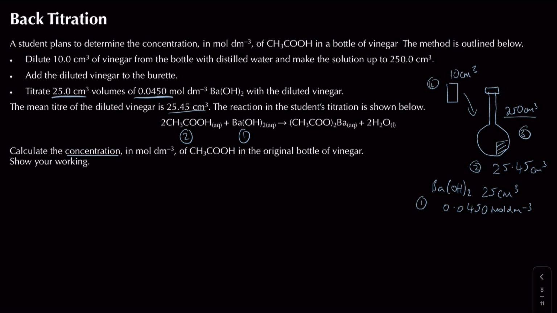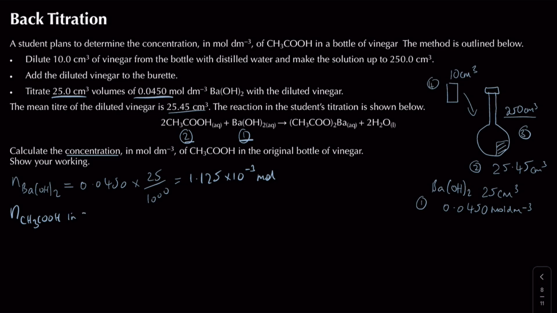So starting with my calculation, the first thing that I need to do is work out the moles of barium hydroxide. How am I going to do that? Well, I just take the concentration and times by the volume as mentioned before. So I'm going to have 0.0450, and I'm going to times that by my volume of 25 over 1,000 to convert it as well. And what I end up with to begin with is 1.125 times 10 to the power of minus 3 moles. So I've got my amount of substance in moles of barium hydroxide, but remember it's a 1:2 ratio. So to find the number of moles of ethanoic acid, CH3COOH itself, but in 25.45 centimeters cubed, because that's the amount that we're reacting.